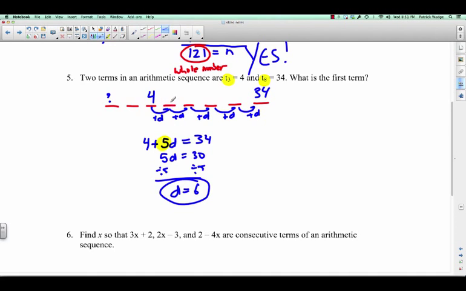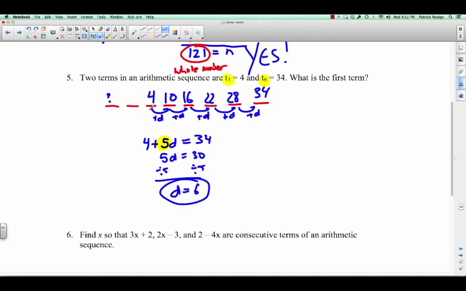If the difference is 6, what's this number? 10. This is good to do this actually to check your work. What's this number? 16. Add another 6, 22. Add another 6, 28. Here's where you can check your work. Add another 6, 34. Yeah, it worked. Okay, this is the number I want though. How can I do that?